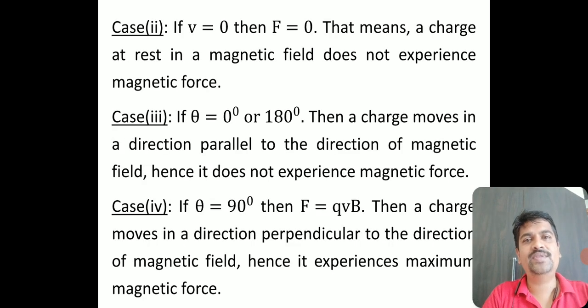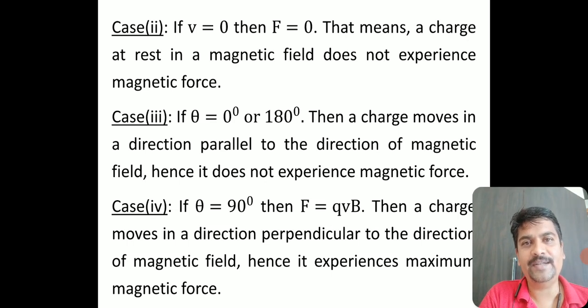Case 2. Suppose velocity is 0, if the particle is not at all moving, if the charged particle is at rest in a magnetic field, then again in that case also there won't be any magnetic force. In case 2 also, you cannot expect any magnetic force to act on the charged particle which is at rest in a magnetic field.